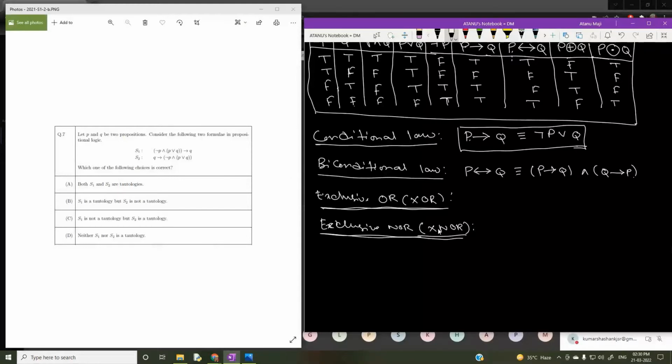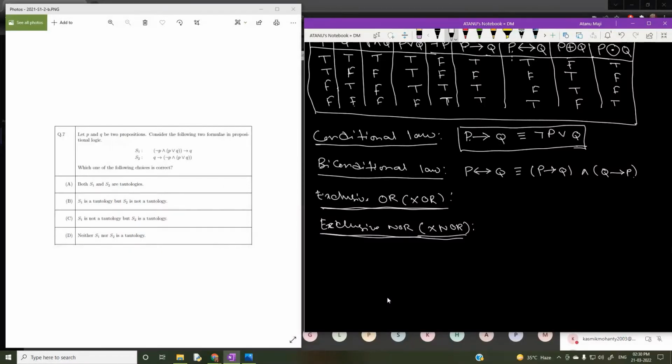Another way to check this is by using the equivalence laws. But if you use equivalence laws, you have to remember more than 10 or 15 formulas or laws to simplify an expression, and I think it will take more time than using the truth table. So my suggestion is to always use the truth table to check whether any expression is a tautology or not.